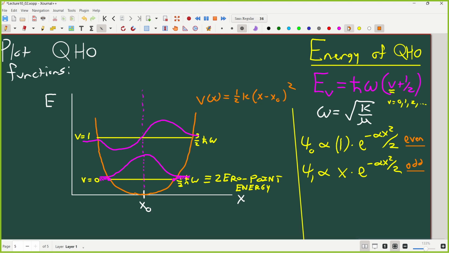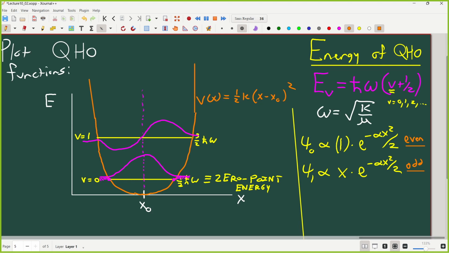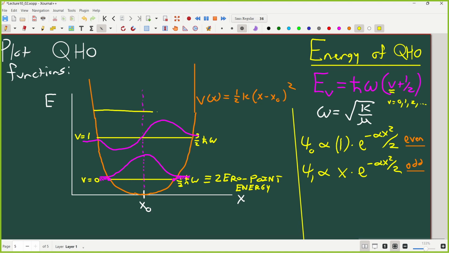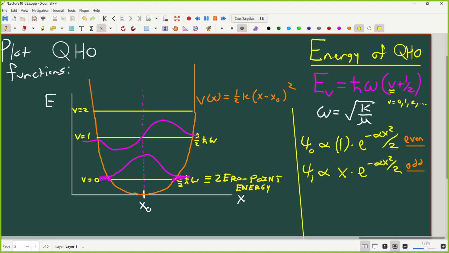So let's just do one more, just to drive the point home. I'm going to extend my potential up a little more, just to have a bit more space. So let's do V equals 2, sorry. What's the energy of this? Well, now V is 2. 2 plus 1 half is 5 halves.